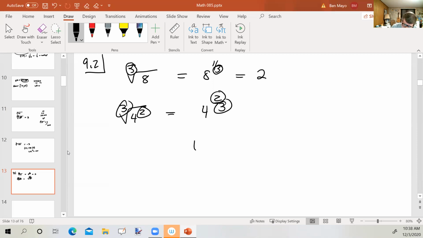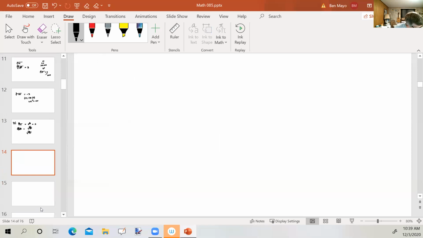Okay. Now, when you have something like this, you can either do the power first and then the root, or you can do the root first and then the power, as long as they're both defined. Okay. Let's see here. What about this? 27a cubed b cubed all to the 2/3 power.